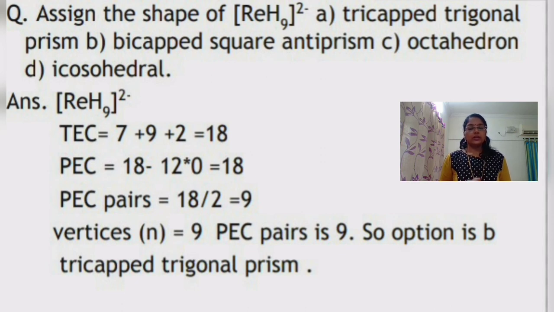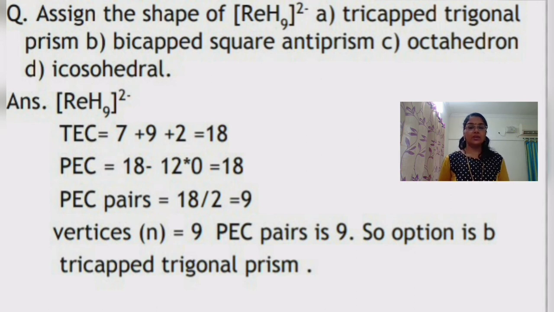So here we have to count the hydrogen, because hydrogen is acting as the vertices. We have to find the total valence electron count. Rhenium belongs to the manganese group, that is manganese, technetium, rhenium. The valence electrons present in rhenium will be 7, because manganese has outermost electrons 3d5 4s2, and similarly for rhenium. Then each hydrogen atom gives 1 electron, so 1 into 9, so 9, plus there is a 2 negative charge, so plus 2. So the total will be 18.